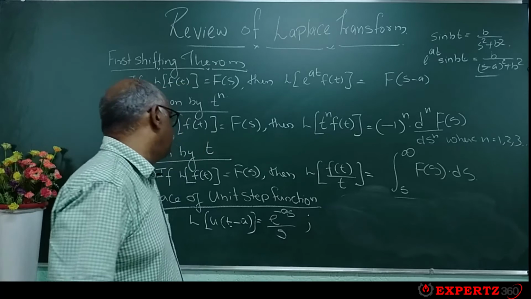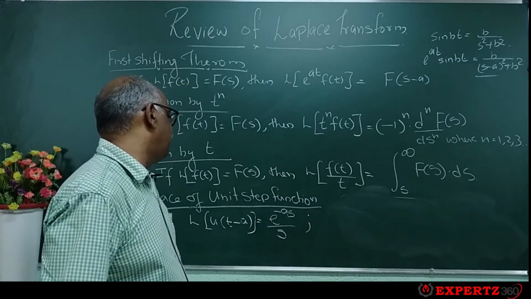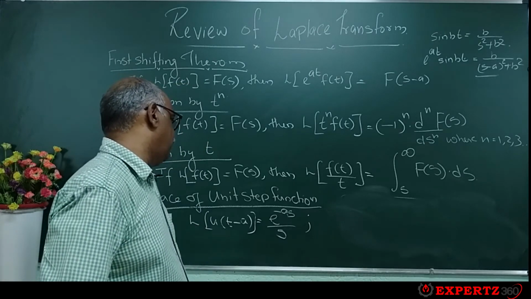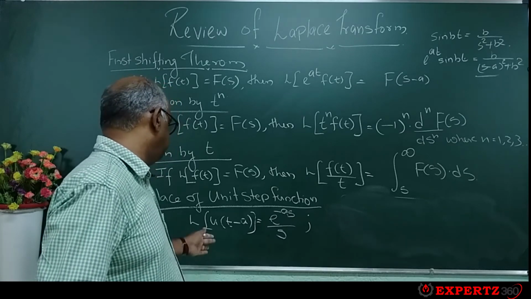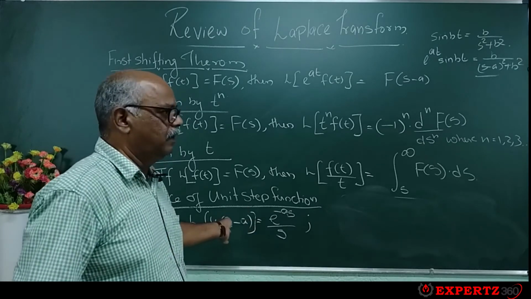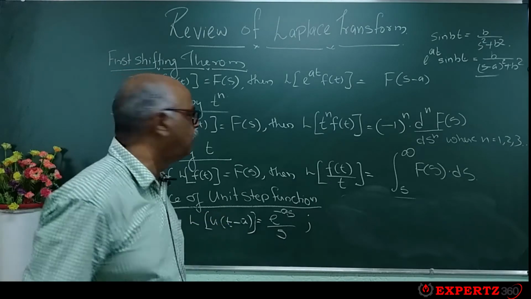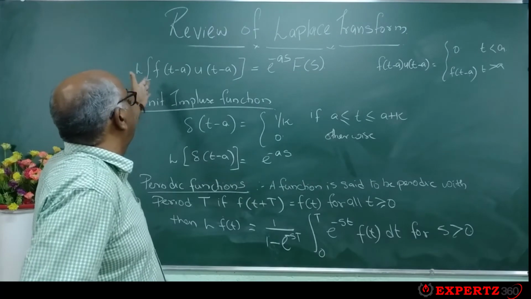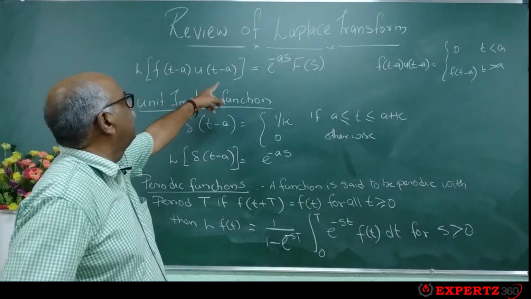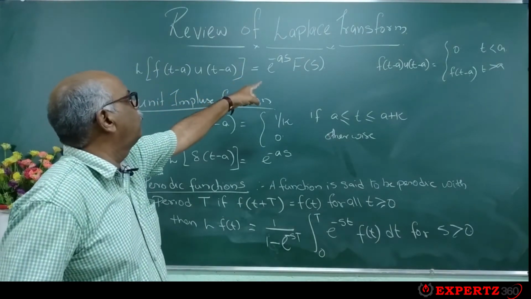So that is the Laplace of the unit step function. Laplace of u of t minus a is equal to e raised to minus as divided by s. That is important. Now I'll go into the other step functions. Next one is Laplace of f of t minus a into u of t minus a, which is equal to e raised to minus as into F of s.